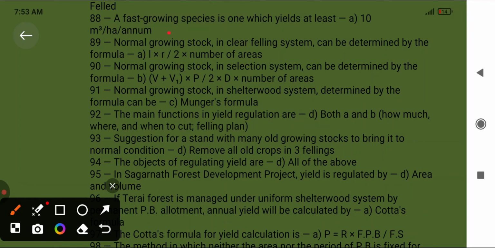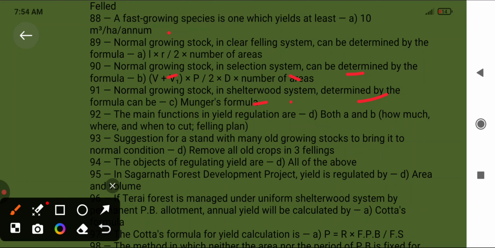Normal growing stock in clear filling system can be determined by the formula I into R by 2 into number of areas. Normal growing stock in selection system can be determined by the formula B is equal to V plus B1 into P by 2 into D into number of areas. Normal growing stock in shelterwood system is determined by the Morgan formula.